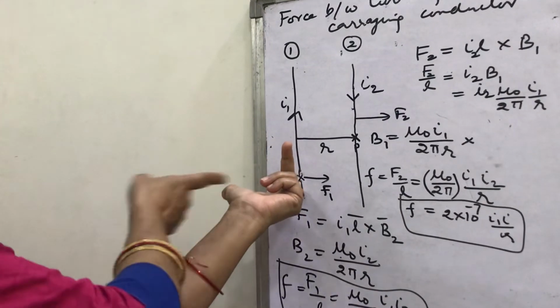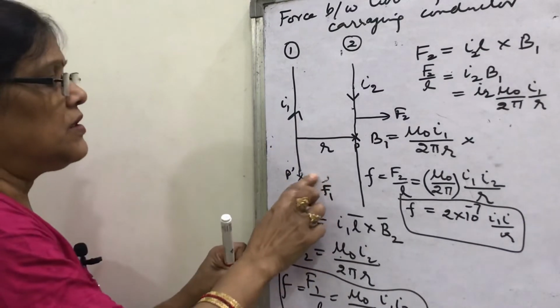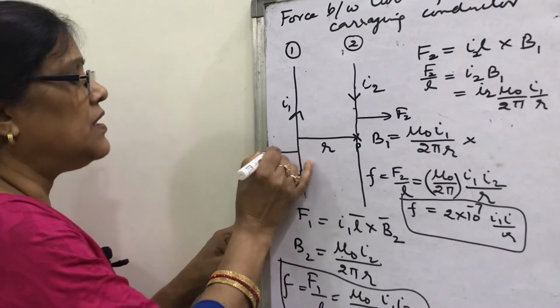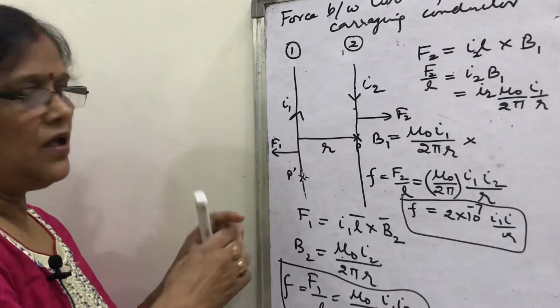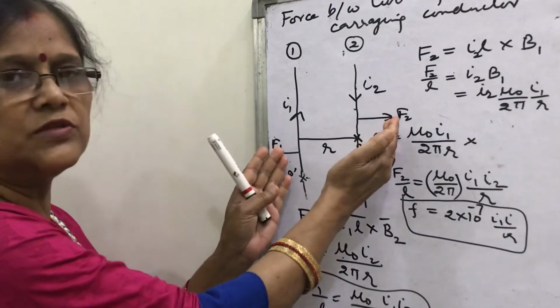Look, where is the thumb? Away from the first wire. So not in this direction. What will be the force acting on the wire? In this direction. This will be F1. How are they acting? This is called force of repulsion.